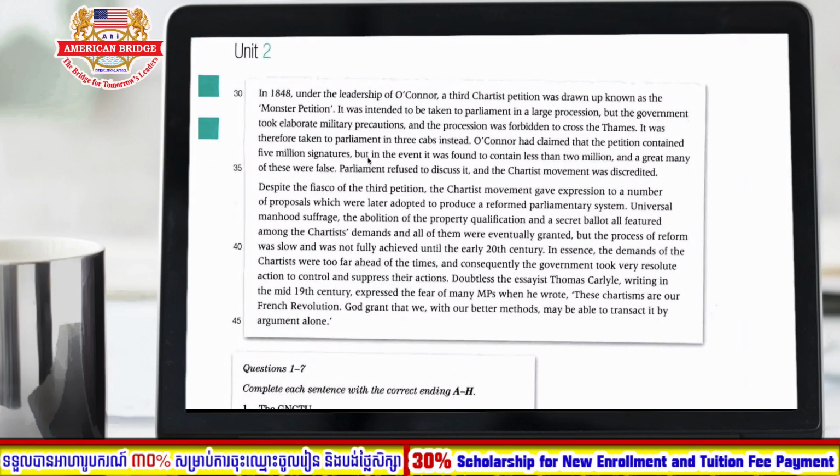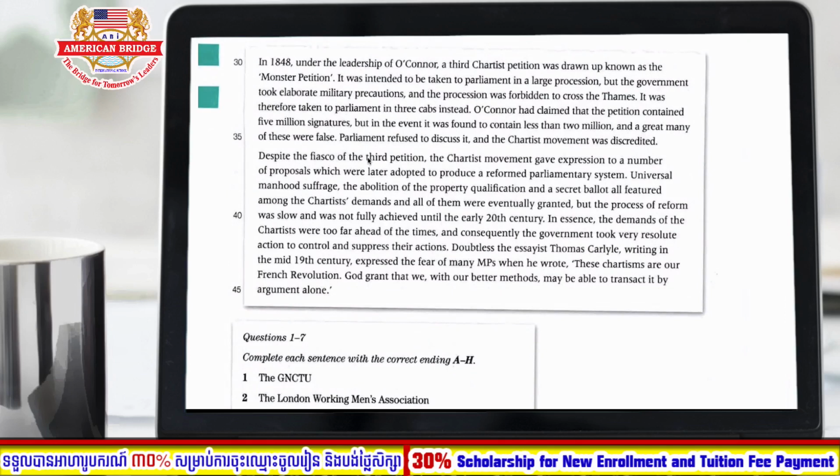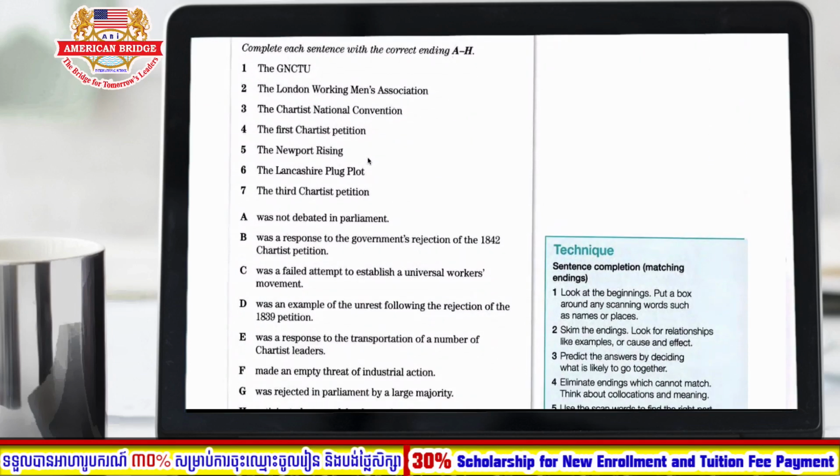You should not spend all your 20 minutes reading this, but use reading skills, skimming and scanning, to answer all these questions. Skimming and scanning come in handy when you are doing a reading exercise which has a lot of paragraphs. Here, this technique we call heading matching.